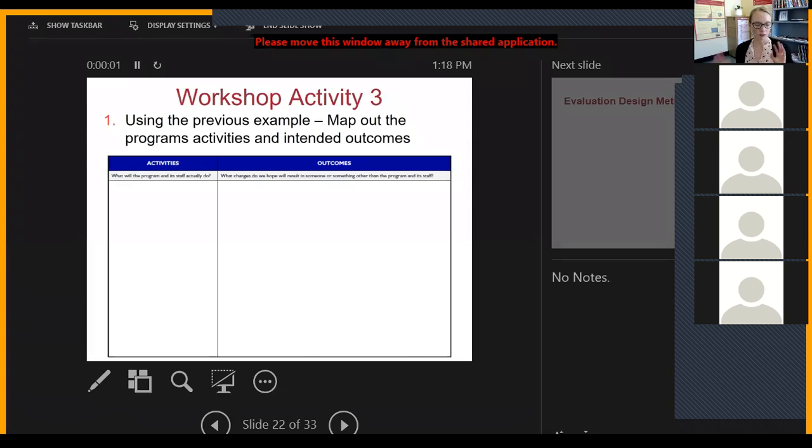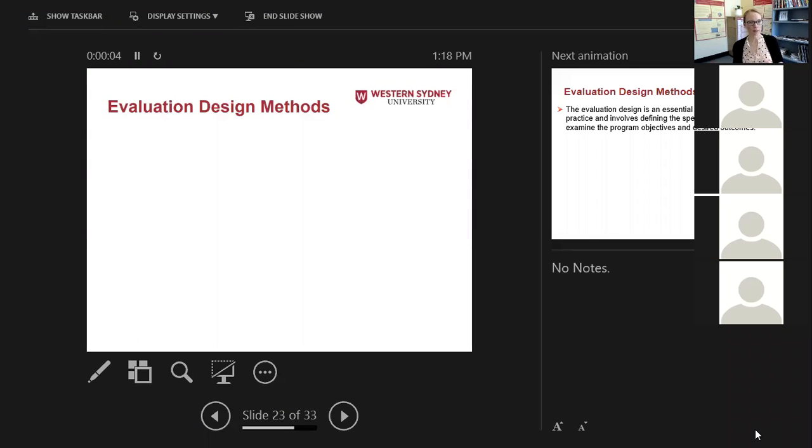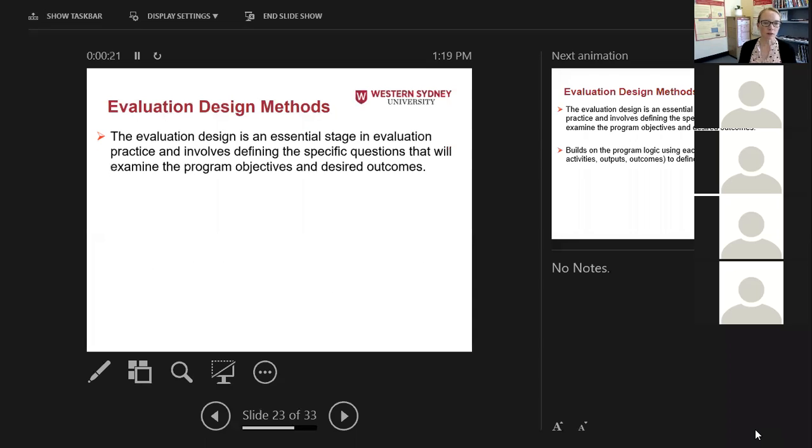All right, so we sort of know what we want to assess now in terms of the evaluation. What are the outcomes that we want to look at, but how do we go about doing it? That's a question that's often very complicated and sometimes takes lots of different angles. So we're going to look at that now. So the evaluation design is essential, and you really need to know what you're examining.